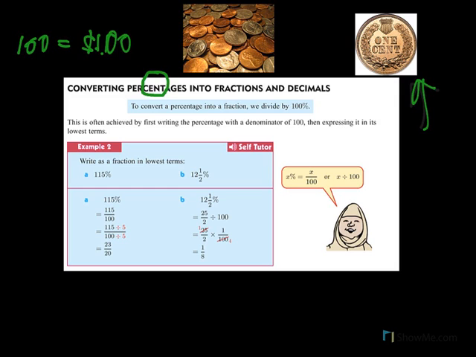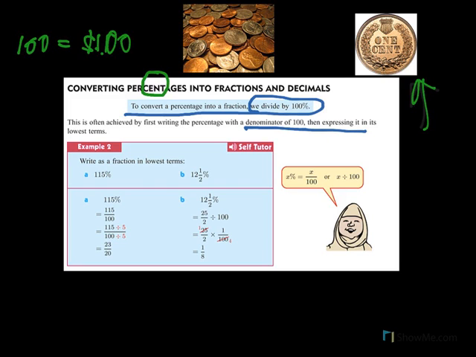Let's move straight into this problem, converting percentages into fractions and decimals. Very simple. To convert a percentage into a fraction, all we need to do is divide by 100. That's it. Here it says we can write the percentage with the denominator of 100 and then express it in its lowest terms.